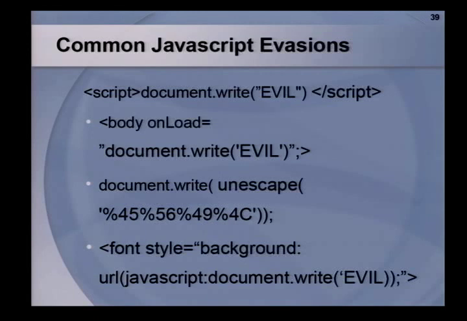So we're going to talk about some of the different JavaScript evasions. You should all recognize the first one. Say I want to embed the string evil into my HTML string. There are a number of different ways you can do that. Again, you can add it with an onload: you can say, onload, do this JavaScript handler.